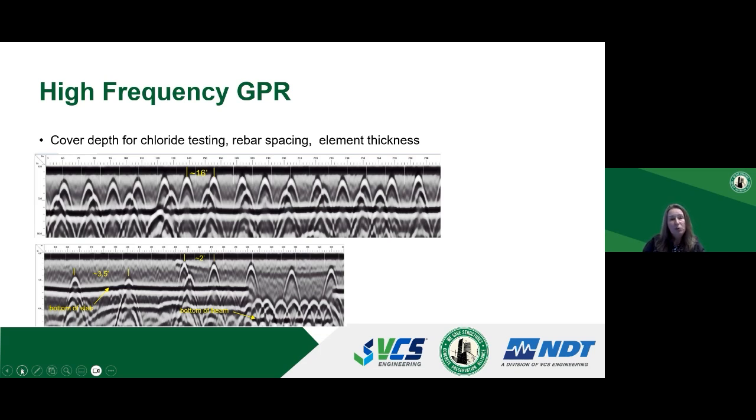For evaluation of flood-affected structures, we're using GPR to determine the reinforcement depth, because in the case of flooding, we're concerned with exposure to aggressive ions, such as chlorides, and we need to know the actual cover depth of the reinforcement, so we can look at the progression of chloride concentration between the surface and the rebar depth.